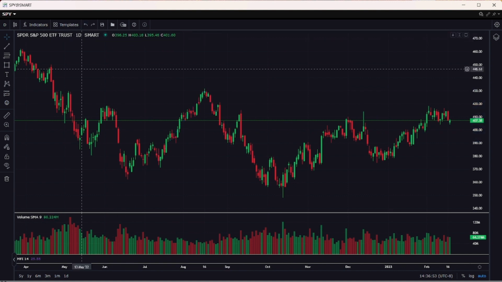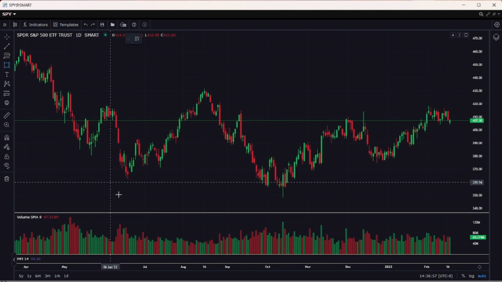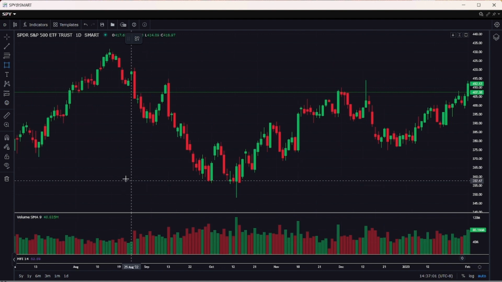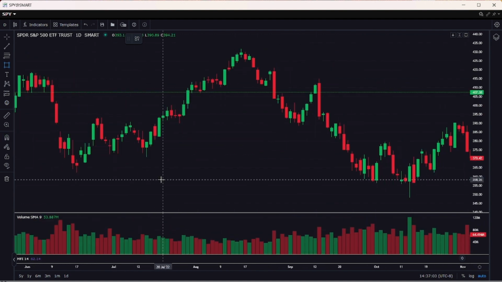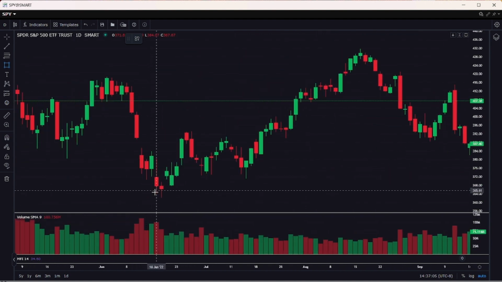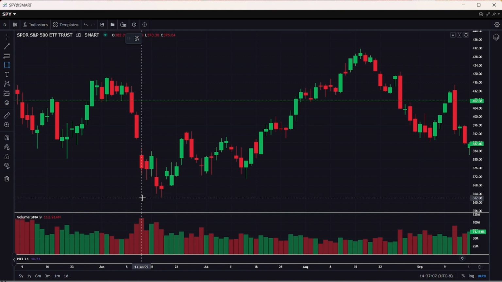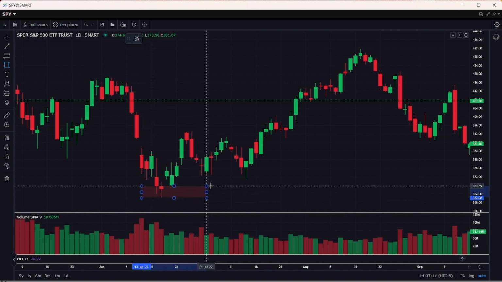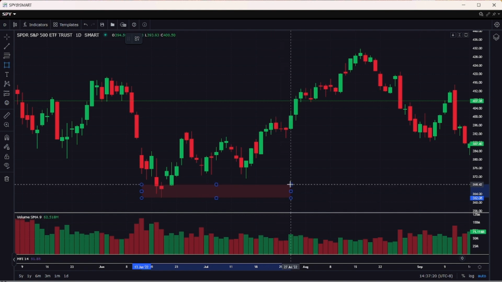So how I draw my zones. Let's start with demand. Basic, very simple to follow. I have strict principles I follow. I take the lowest part of the trend where it starts, and for demands I would take the opening print of the bearish candle.